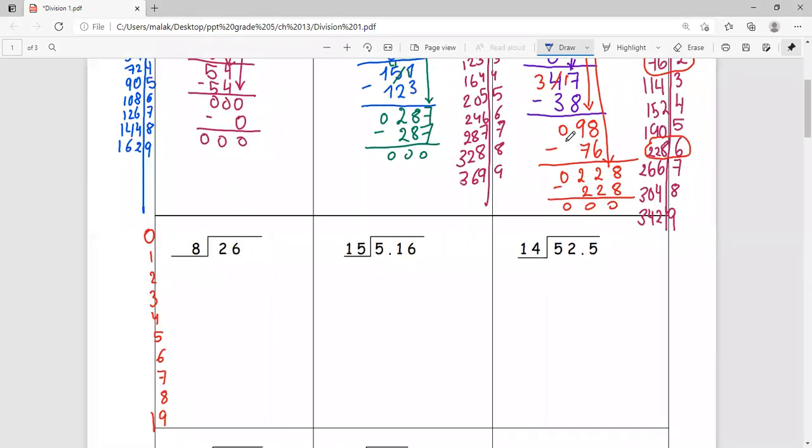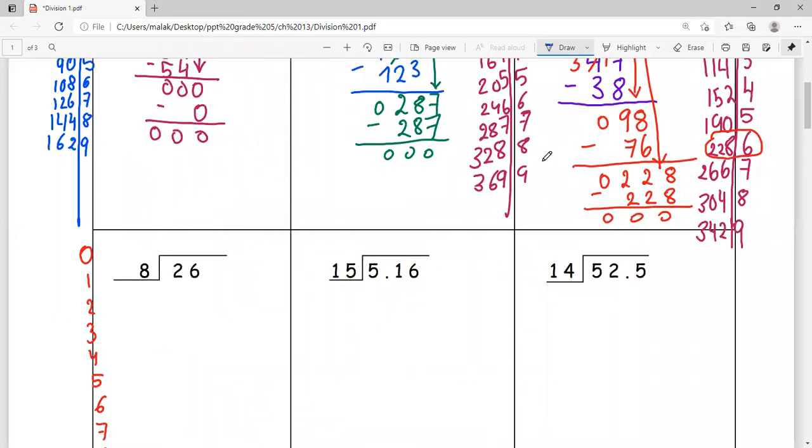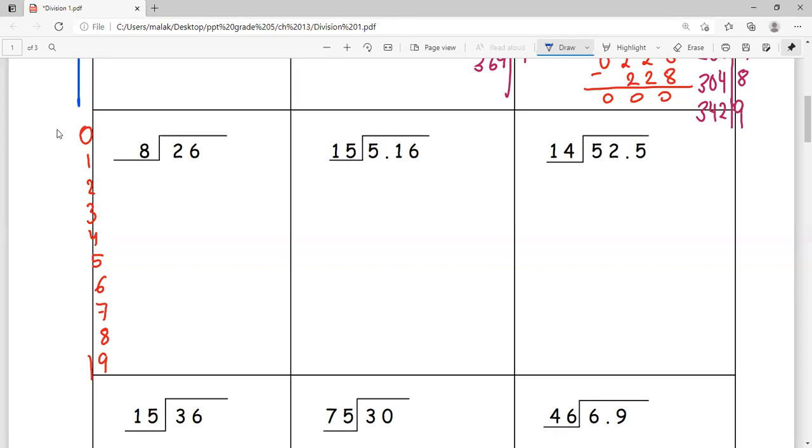26 divided by 8. Tell us table 8. 0, 8, 16, 24, 32, 40, 48, 56, 64, and 72. Which number is very close to 26 in table 8? 24.